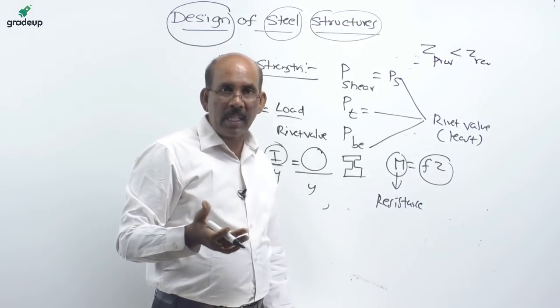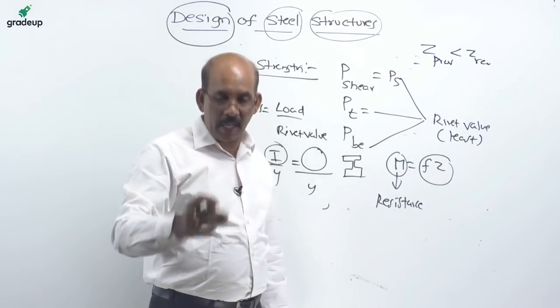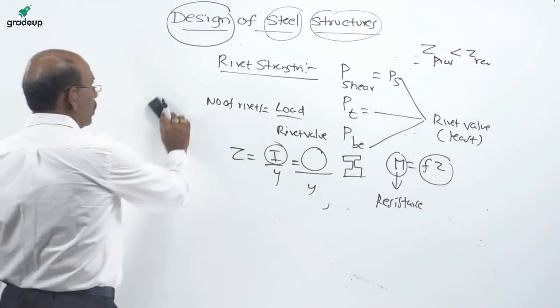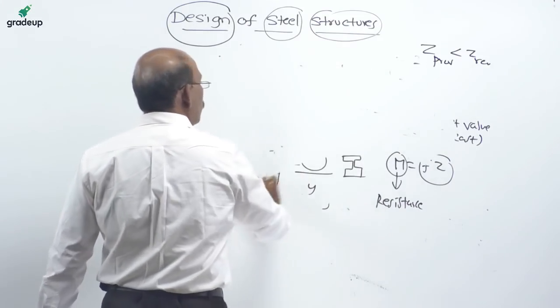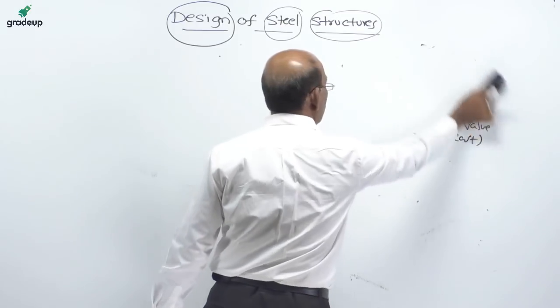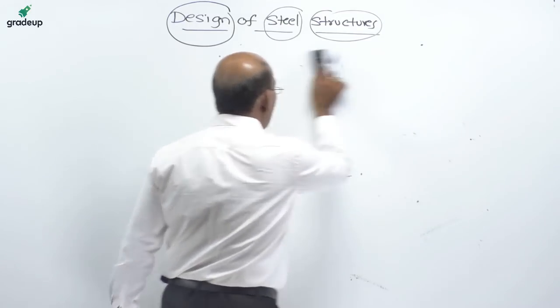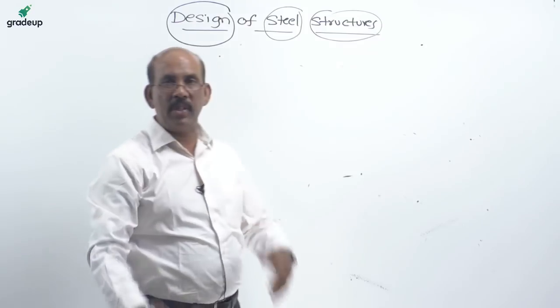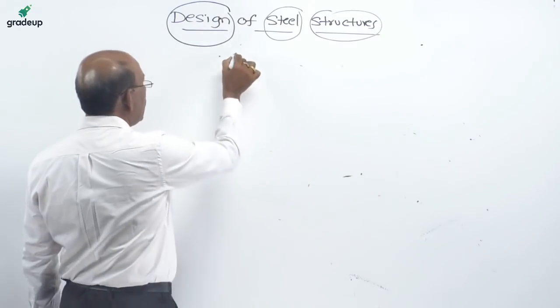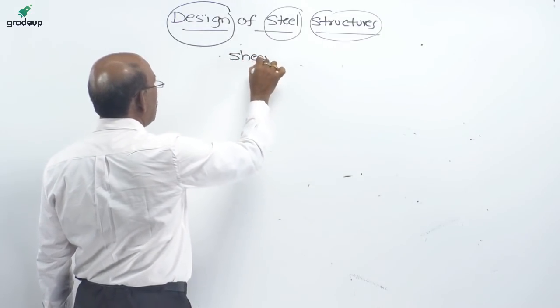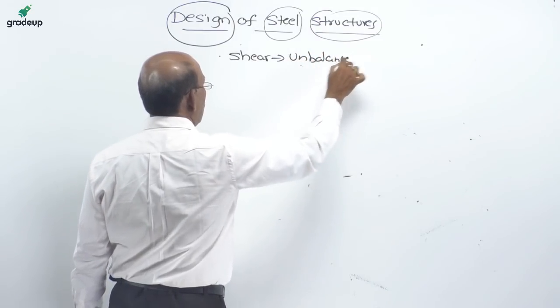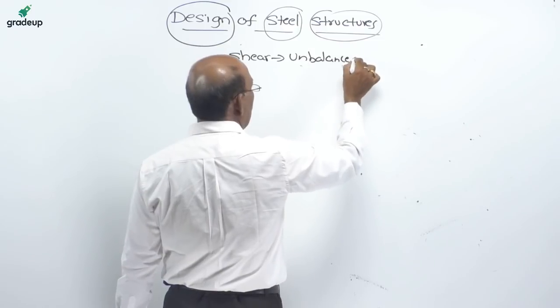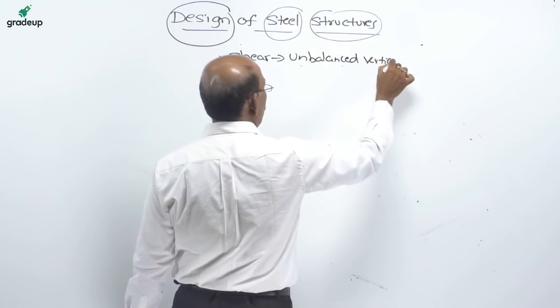Please explain the three failures: shear, bearing and tension failure. Let us see these particular failures: shear failure, bearing failure and tension failure. As far as shear is considered, shear is nothing but unbalanced vertical force. A shear force is nothing but unbalanced vertical force.